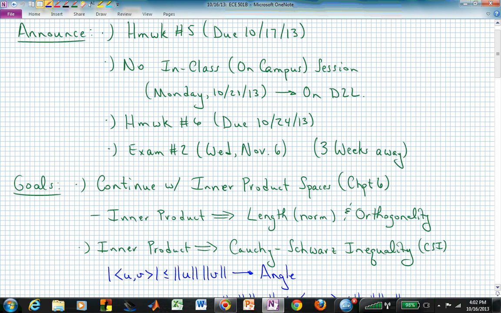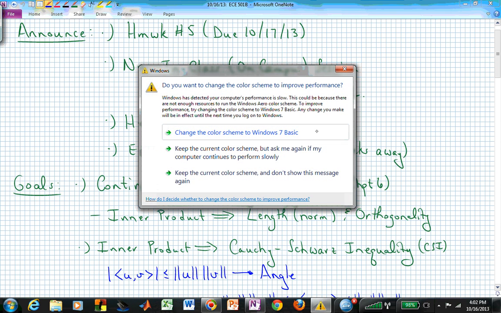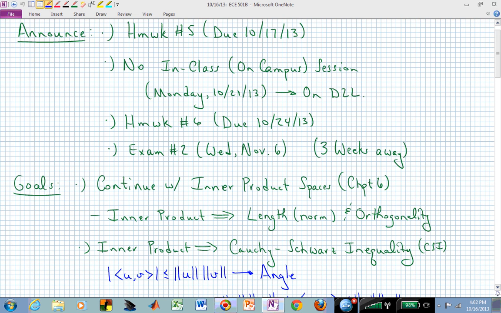That's the plan. Just as a keeping us all alert, mainly maybe me, our next exam is actually 3 weeks from today. That's on the 6th of November. Homework number 6 will be due a week from today. And then we'll have some more homeworks between that homework and exam number 2.